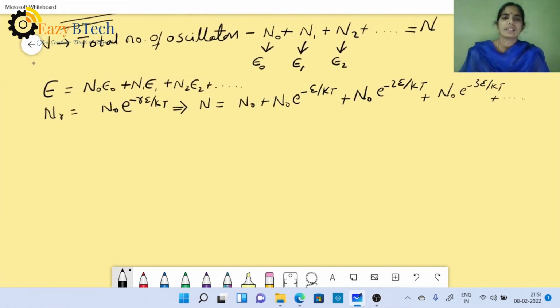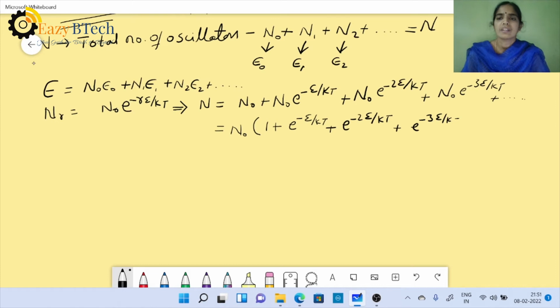Now, if you look at this, N_0 plus N_0 e to the power minus E by kT, etc. What is common for us? N_0. Take N_0 as common, then it becomes 1 plus exponential minus E by kT plus exponential minus 2E by kT plus exponential minus 3E by kT and so on. From this expression, what can we recall? It is of the form 1 by 1 minus x.